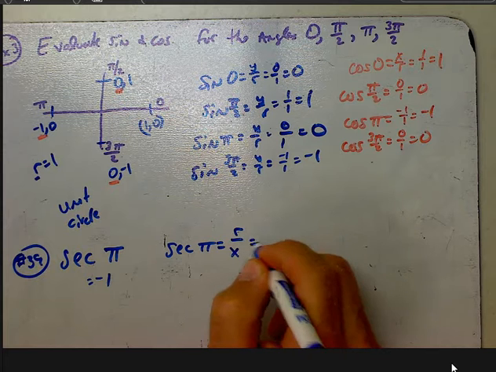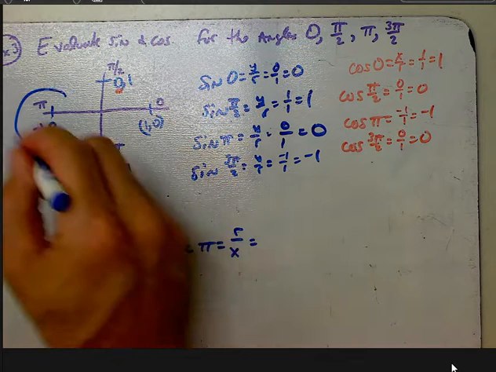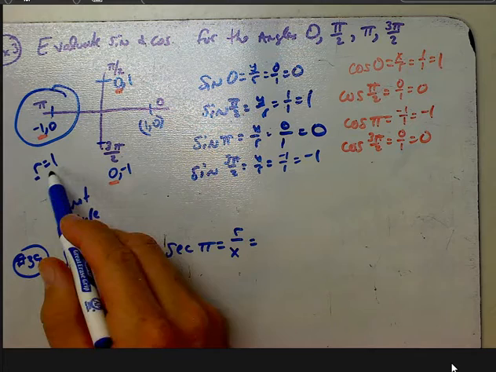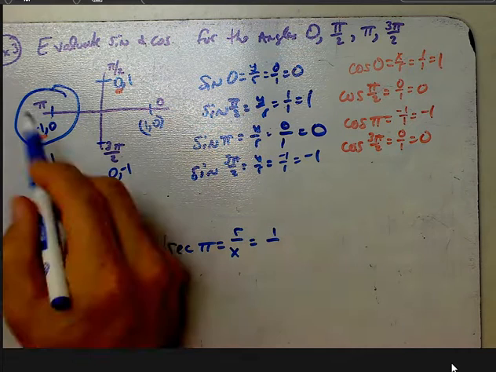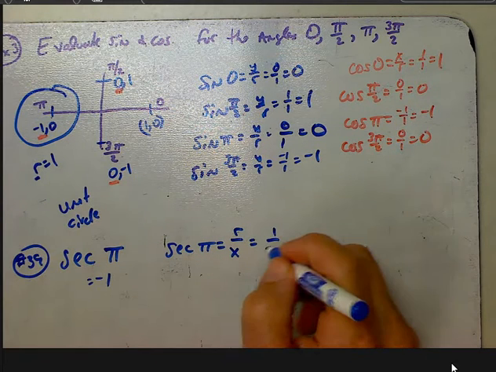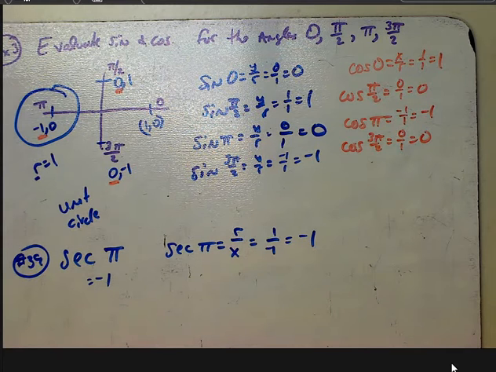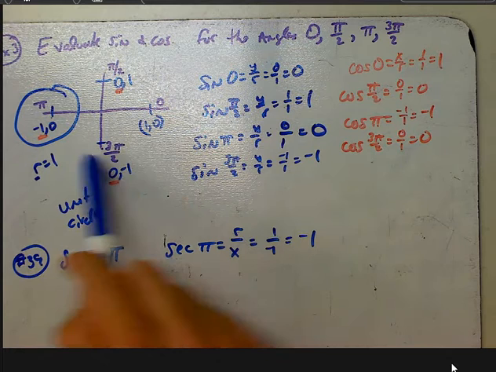So pi is right here. The r value is 1. The x value is -1. 1 divided by -1 is -1. And that's how we get the secant of pi. Again, you should be able to draw this and do any of these from memory.